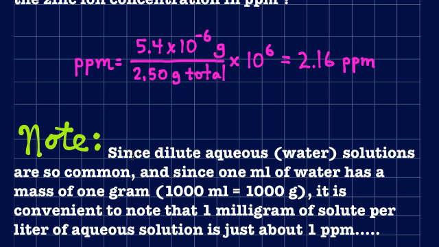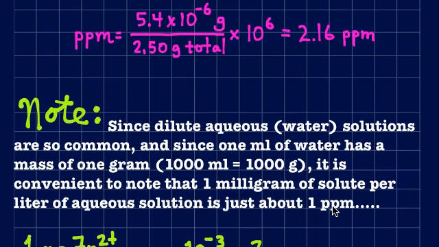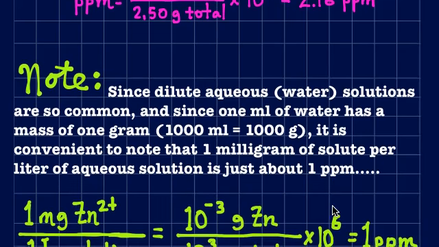Oh yeah, so many solutions and so much of chemistry and biology is done in water and aqueous. We can do simplification. If I have 1 gram of water, it's 1 milliliter of water, or 1,000 milliliters is 1,000 grams. So another name for a part per million is 1 milligram of solute dissolved in about 1 liter of water.